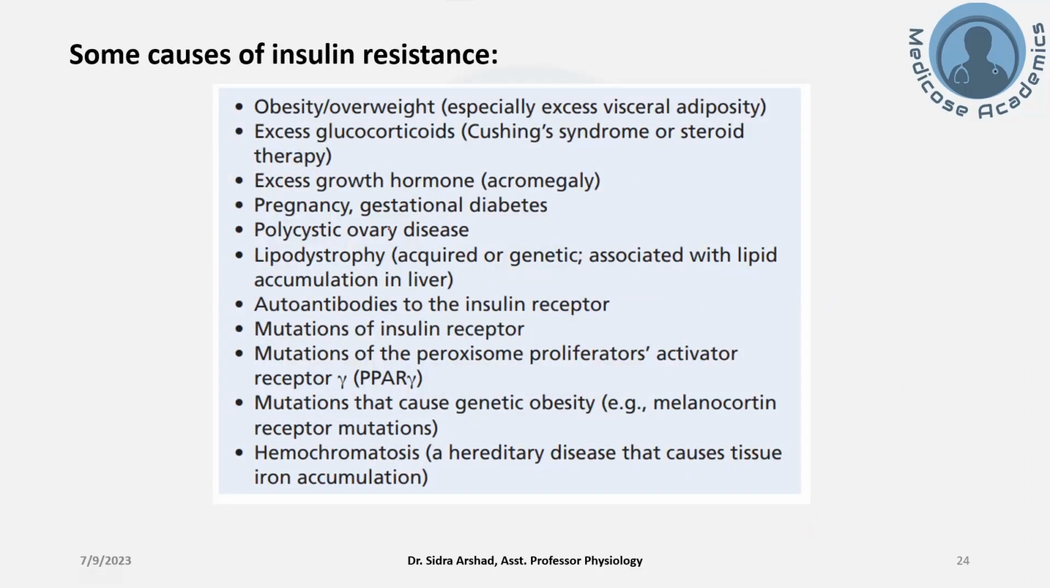Now, what actually causes insulin resistance? There are certain causes. It is usually seen in obesity and overweight, especially when there is excessive visceral adiposity. This adipose tissue, which is present around the viscera, causes the release of certain chemicals, certain adipokines, which cause resistance to insulin. That is why obesity is dangerous. It promotes insulin resistance, especially when it is part of a metabolic syndrome.